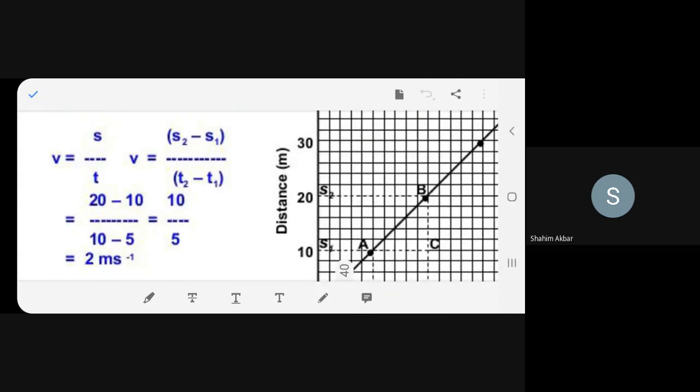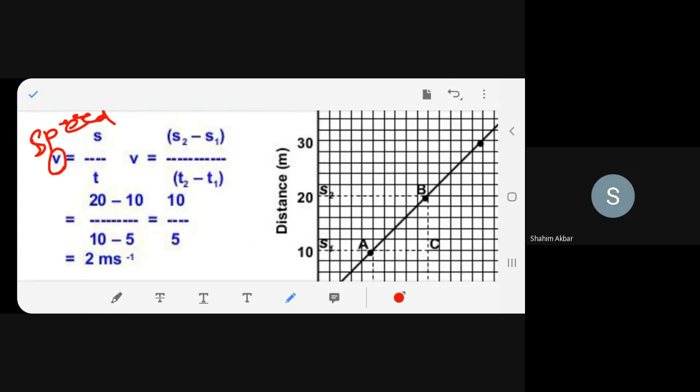Now start. What is V? V is speed, because we have taken S as distance. So V is taken as speed. Okay? V is speed.